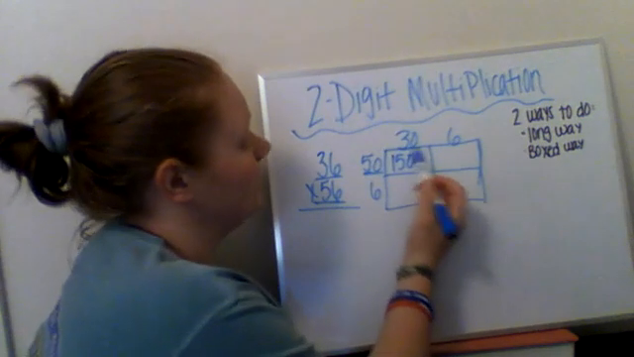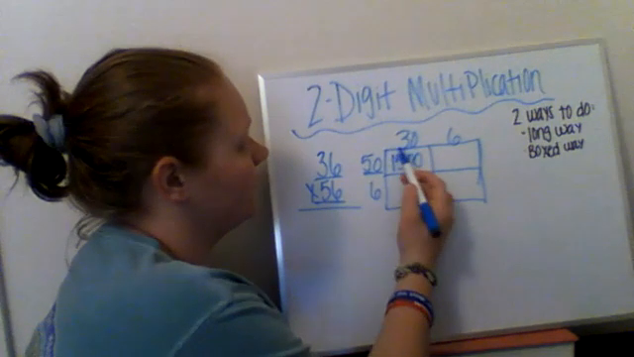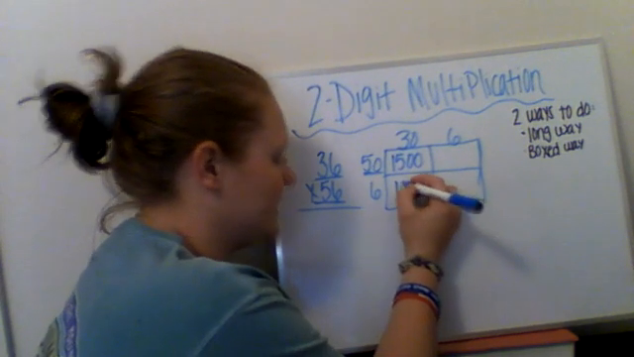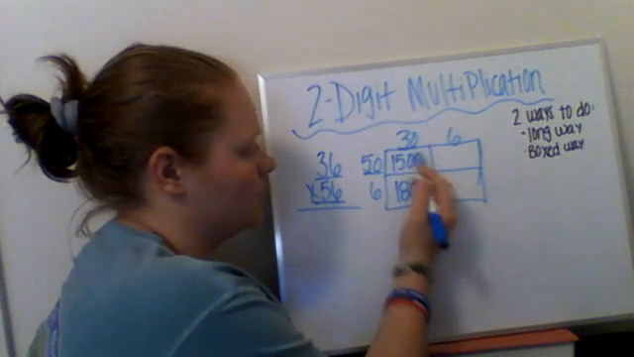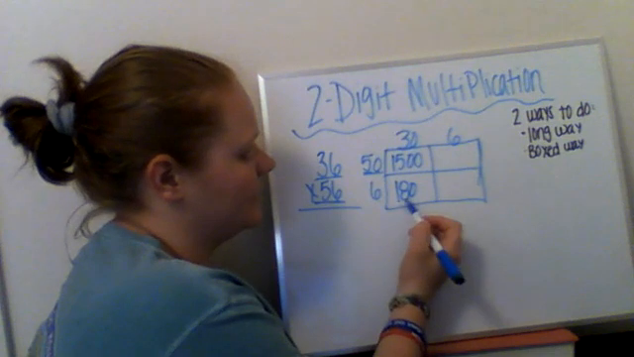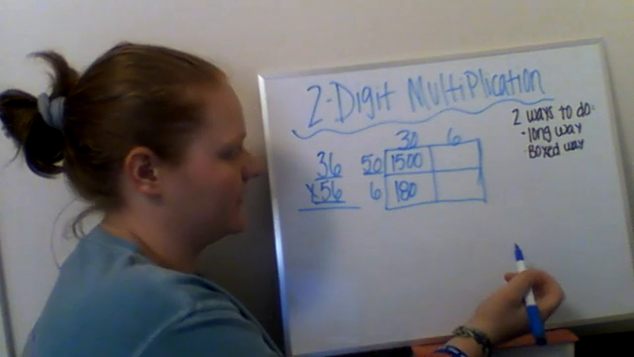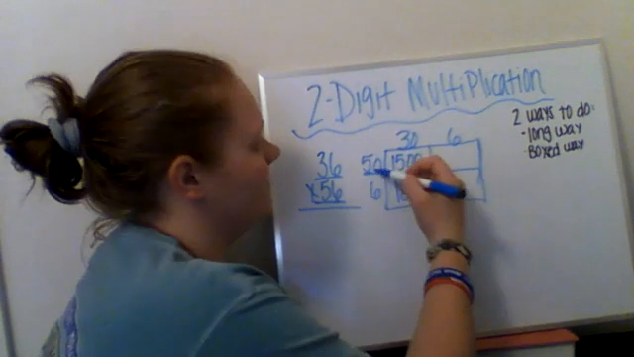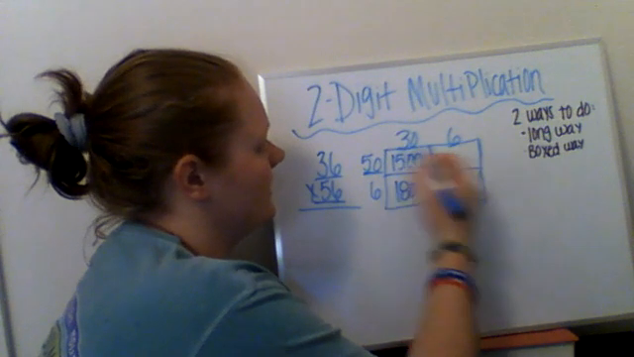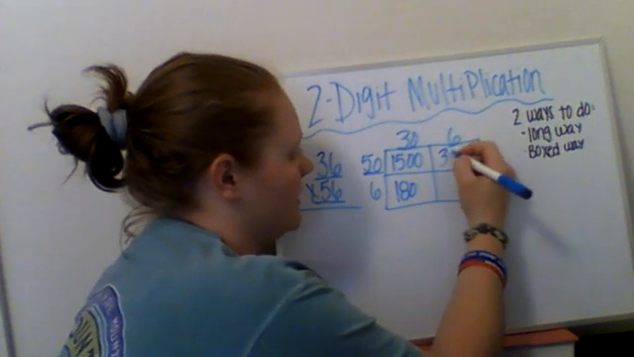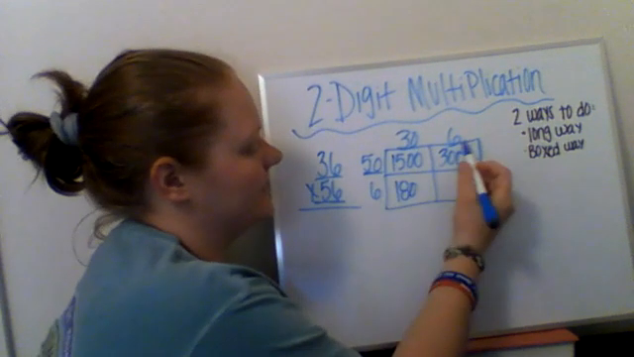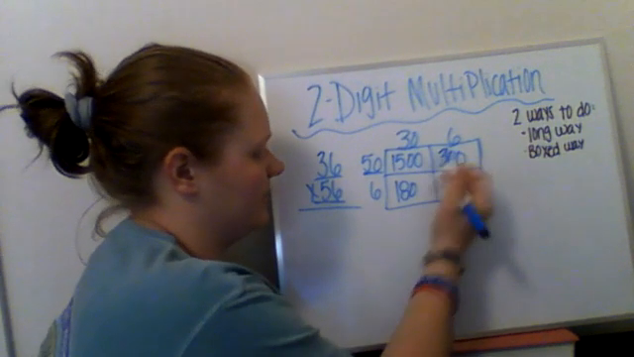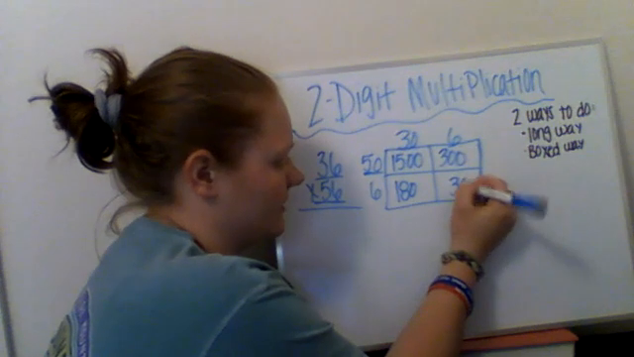Okay. Now let's do 30 and 6. 3 times 6 is 18. Okay. I have a 0, so I need to put that there. So 30 times 6 is 180. Okay. Let's move over here. 50 times 6. 5 times 6 is 30. I have an extra 0, so 50 times 6 is 300. Then 6 times 6 is 36.